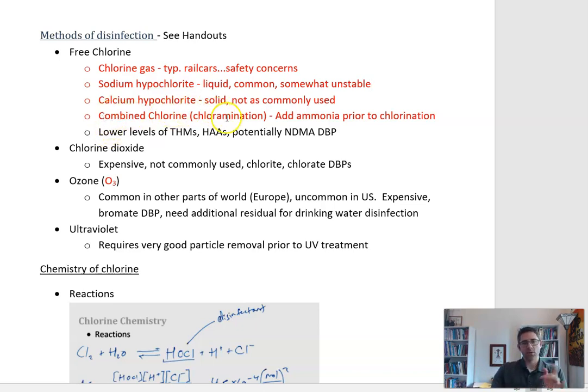Combined chlorine, so in Water 4.0, he's talked about this a couple of times. This is called chloramination. So one thing you can do also if you're chlorinating is you can add ammonia to that process. If it's wastewater, you might already have some ammonia in the wastewater, or you might add it back. It's more commonly practiced in drinking water than in wastewater, where you would actually add ammonia to chloraminate.